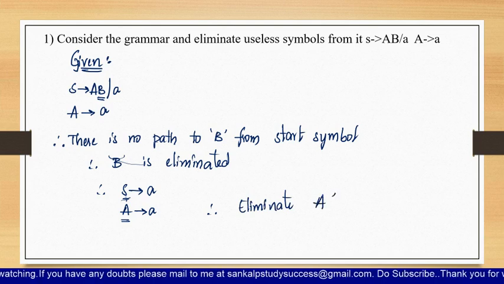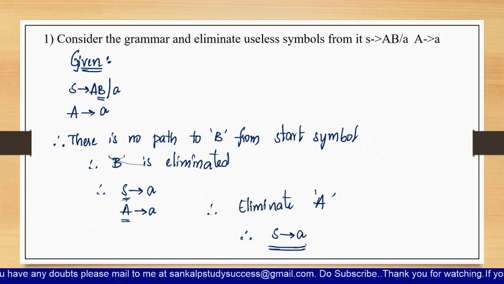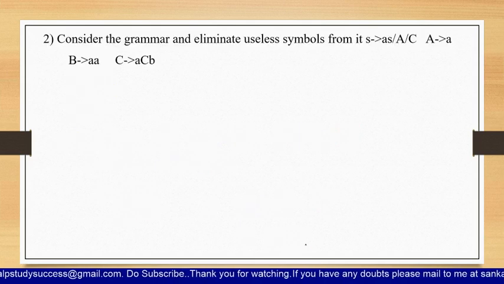Eliminate capital A. So therefore, the final context-free grammar you are left with is S tends to small a. This is the context-free grammar after eliminating all the useless symbols from the given context-free grammar. That means your context-free grammar is reduced to S tends to small a. So this is the procedure we follow for elimination of useless symbols. Now let us see one more question here.